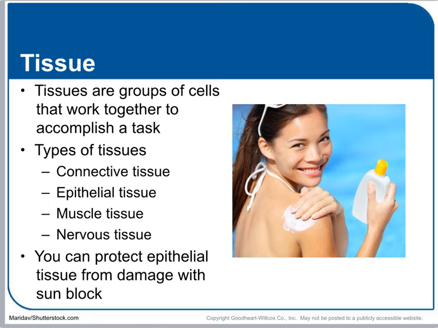Tissues are groups of cells that work together to accomplish a task. Types of tissues might include connective tissue, which is between maybe joints and different parts of the body. Epithelial tissue, which is your skin tissue. Muscle tissue, and nervous tissue. You can protect your epithelial tissue from damage with sunblock.